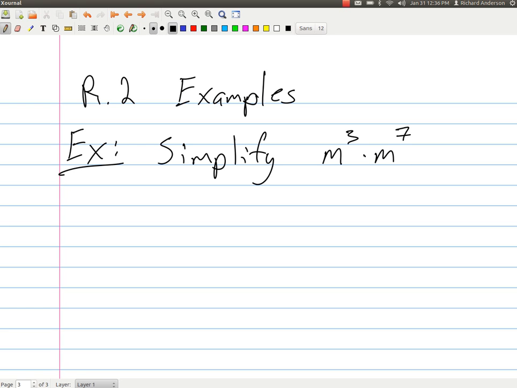Since we have the same base here, m, and we're multiplying and they have different exponents, the rule says that we're just going to add the exponents to give us m to the 3 plus 7, which is 10th power. Simple, simple, simple.